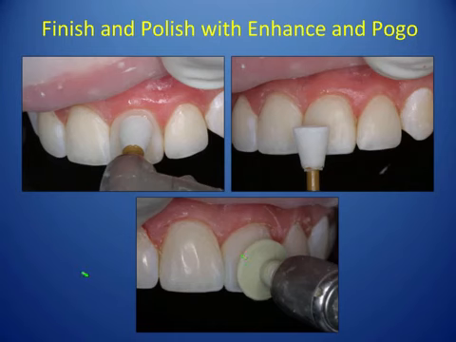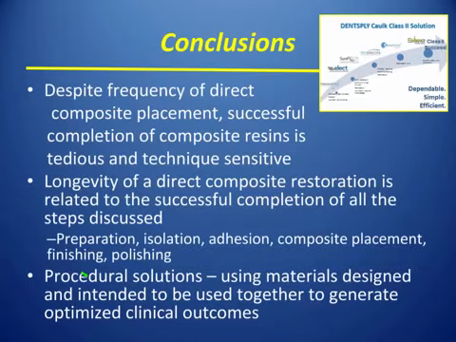The conclusion here, really looking at our program start to finish, is that despite the frequency of composite placement, successful completion of a resin restoration is tedious and very technique sensitive. The longevity of these restorations can be related to us completing each of those steps successfully. Again, those steps being everything from preparation to isolation, our adhesive step, the composite placement step, and finishing and polishing. And that really is what we hope we've provided as a group, as the CALK group from Dentsply, a complete solution to your Class 2 problems.